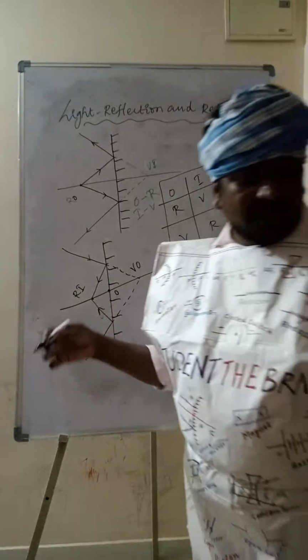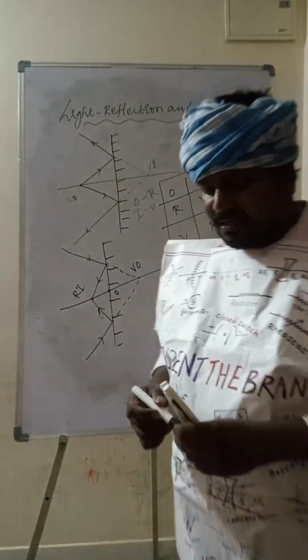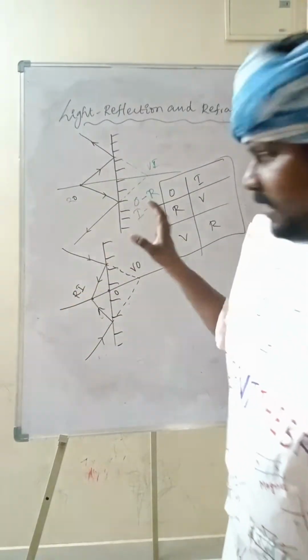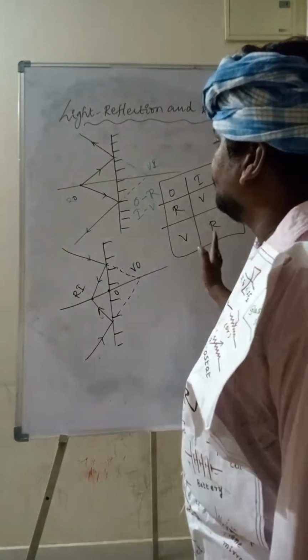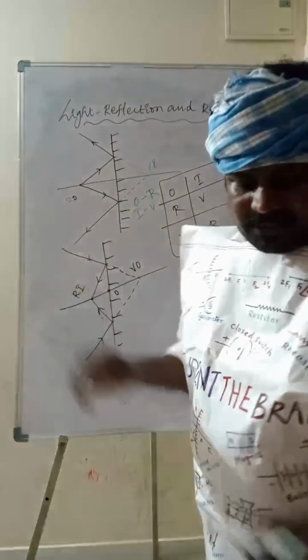Image is real, object is virtual. Object is virtual, image is real. So we can take it like this: if one is real, the other one is virtual. If one is virtual, the other one is real. So very important. Here one more definition I will explain.